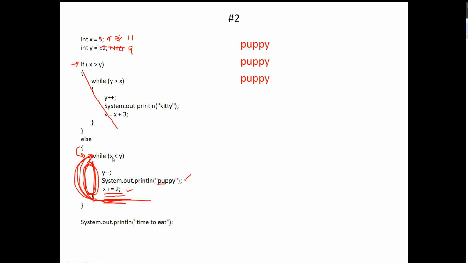11 is not less than 9, so we kick out of the loop, which means we're done with the else section. So we're done with the if-else structure. Now we're going to go to the next line down, which says time to eat. Alright, so that's how number 2 goes.